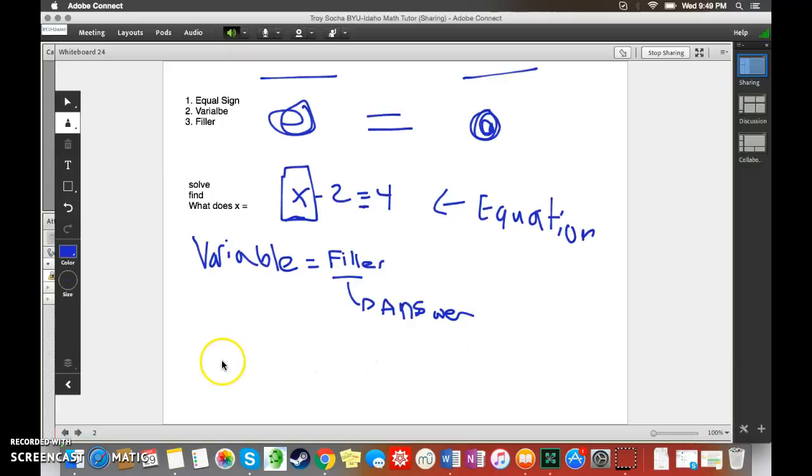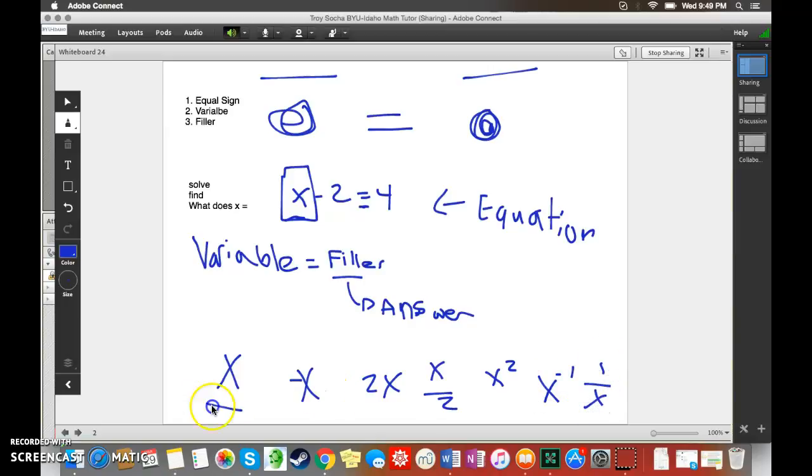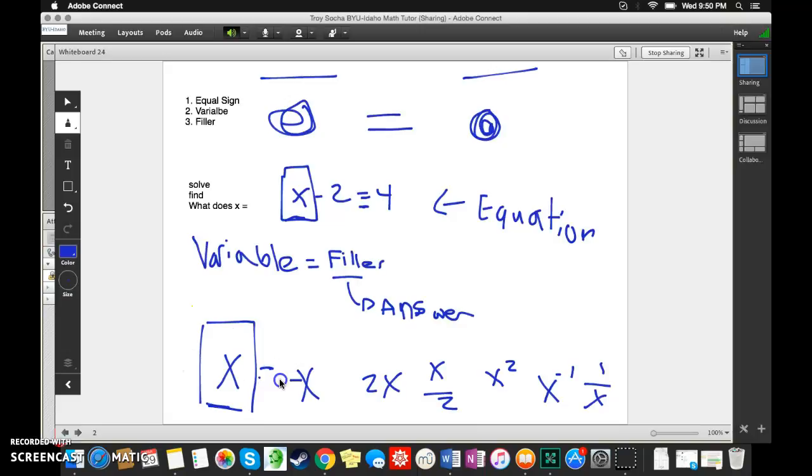Now, by itself means it has to be just x, or just y, or just z. It can't be negative x, or 2x, or x over 2, or x squared, or x to the negative 1, or 1 over x. It has to be this first one. You don't need to know what all these other things mean. But what we do need to know is these can't happen. We have to have x by itself for us to find an answer, and then equals. So that's what we're going to be solving for in this equation.